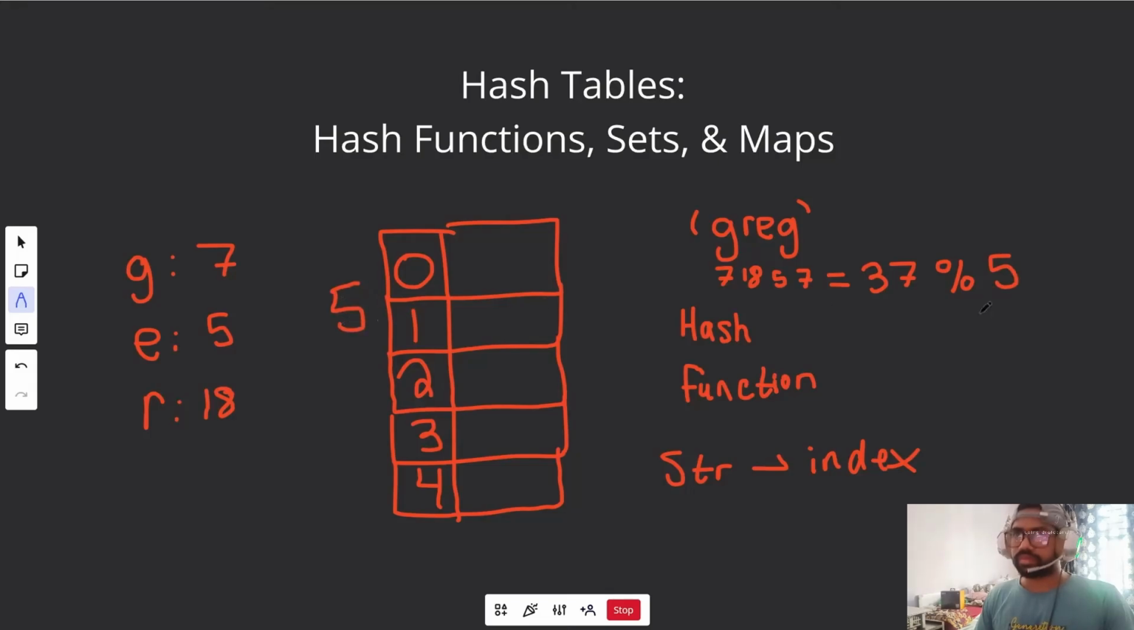So we have 5 positions in this hash table. If we mod it by 5, you're going to get a number that's 0 through 4. So we mod it by 5, and we're going to get the position of 2. So that basically tells us that we would put Greg in this position right here.